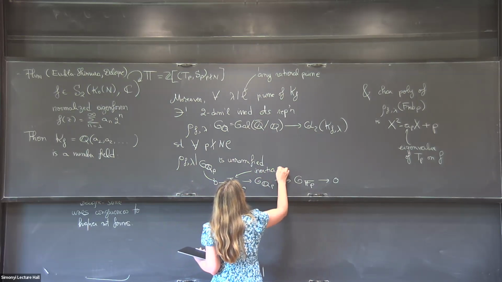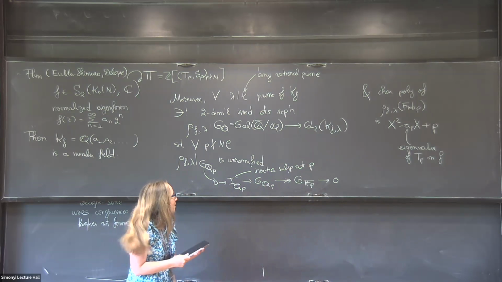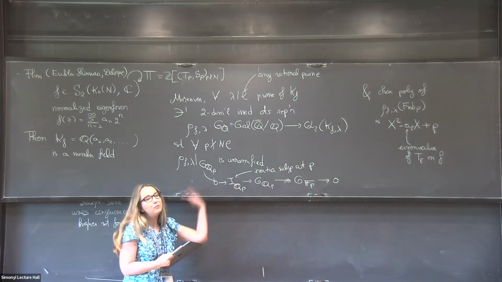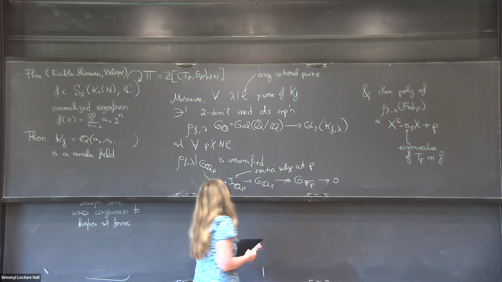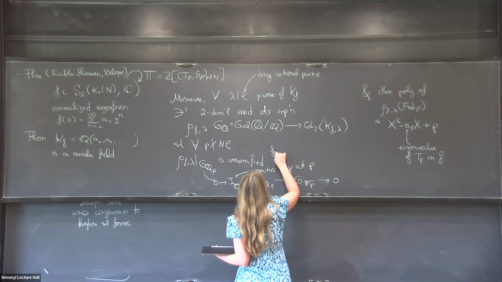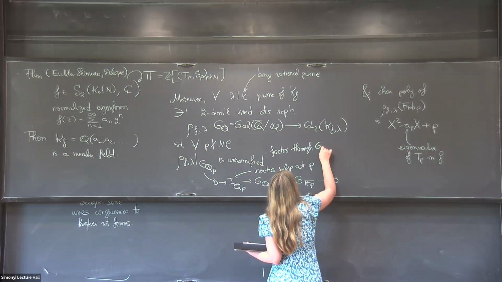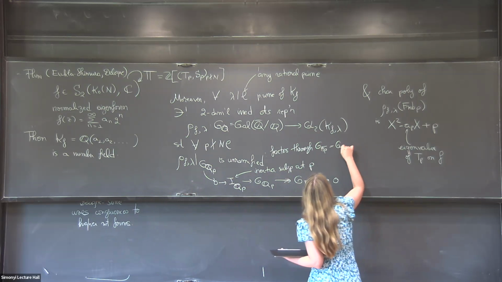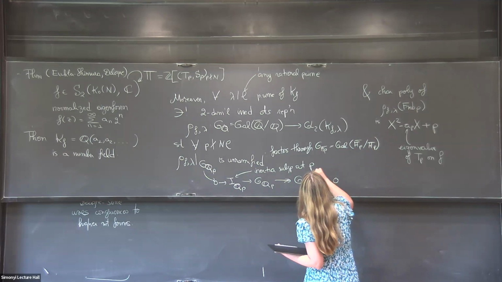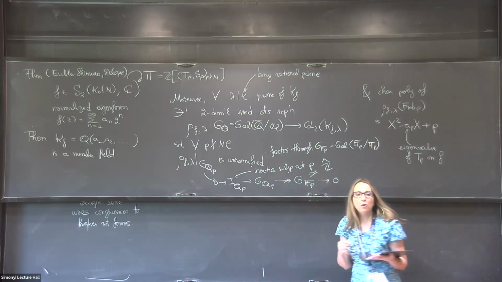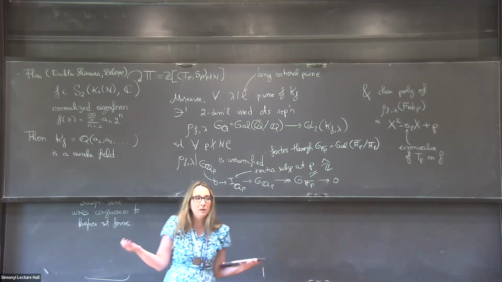Unramified means that the representation is trivial on inertia, so it factors through the Galois group of the residue field. So unramified is factors through GFP, the absolute Galois group of FP, and this itself is just isomorphic to the profinite completion of Z, and is topologically generated by one element, which is this Frobenius.